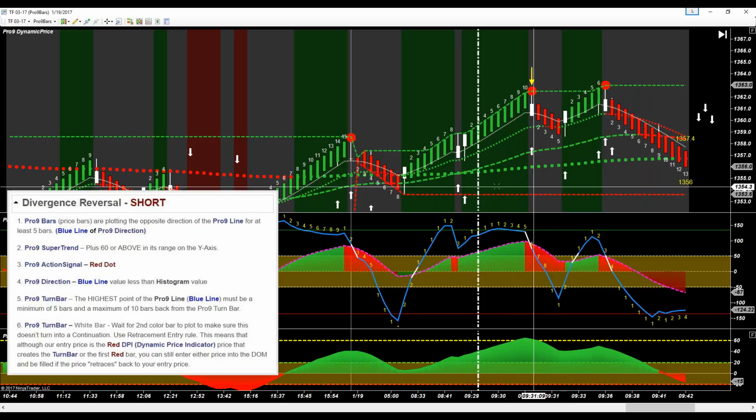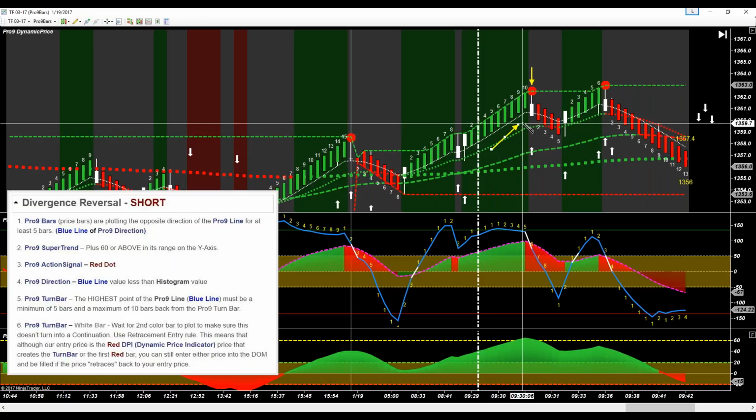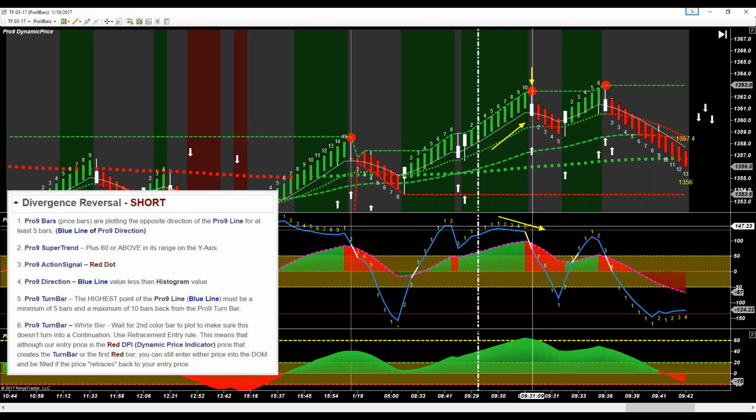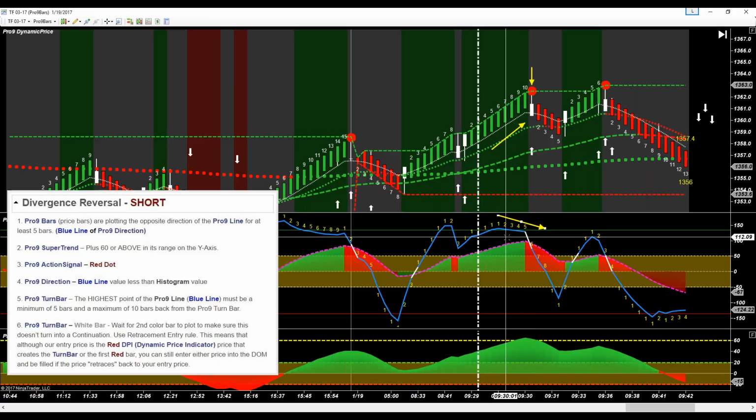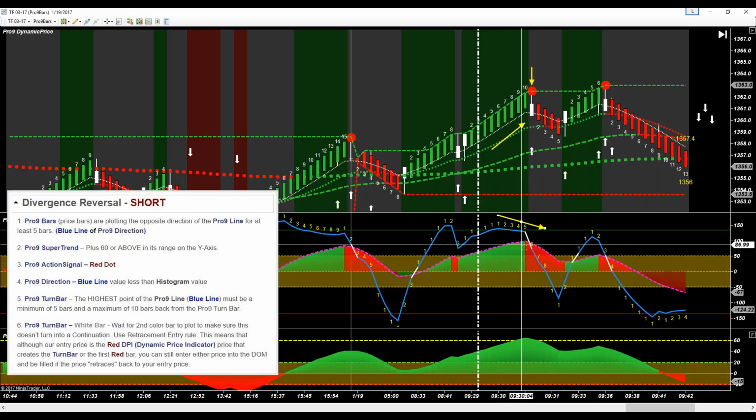Then next, we're looking for our blue line to be moving in the opposite direction of the price bars for at least 5 bars. And that's what these numbers on the blue line indicate. They keep track of that for you. So when you see them counting in sequence, that lets you know that the blue line is moving in the opposite direction of the price bars.